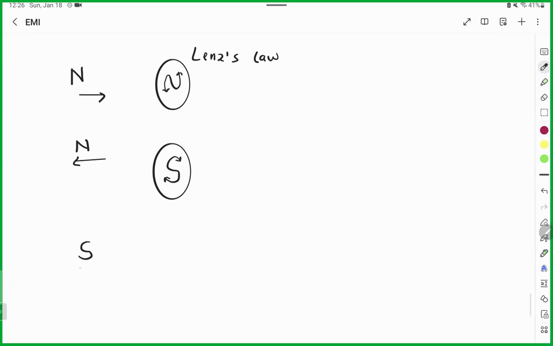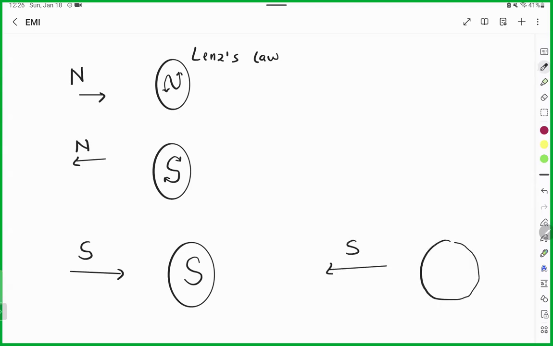Chandana, if south pole is coming toward the ring, what will be the pole shown by the ring? South pole. And Barinder, if south pole is going away from the ring, what will be the pole shown by the ring? North pole. Got it? Any doubt, guys?